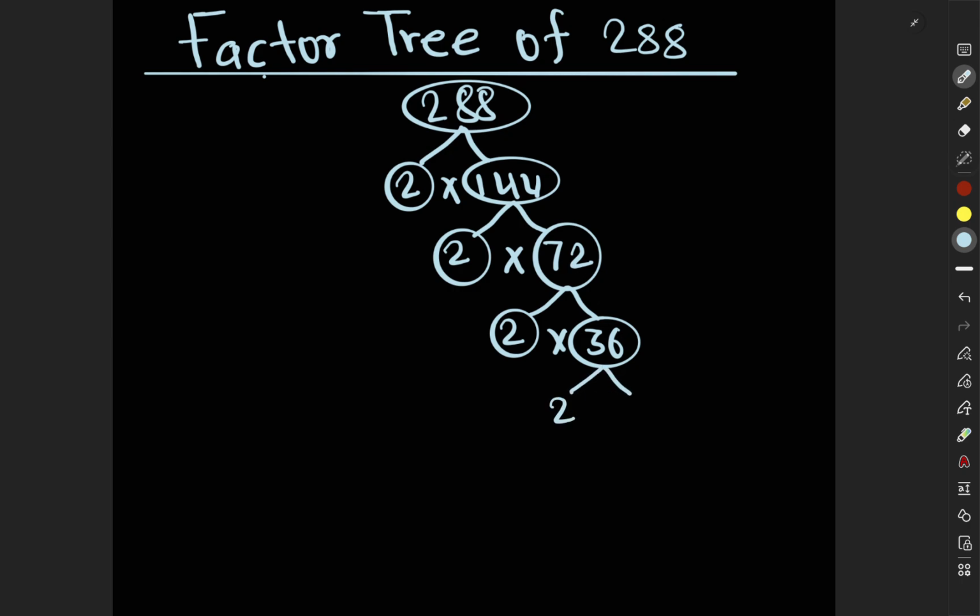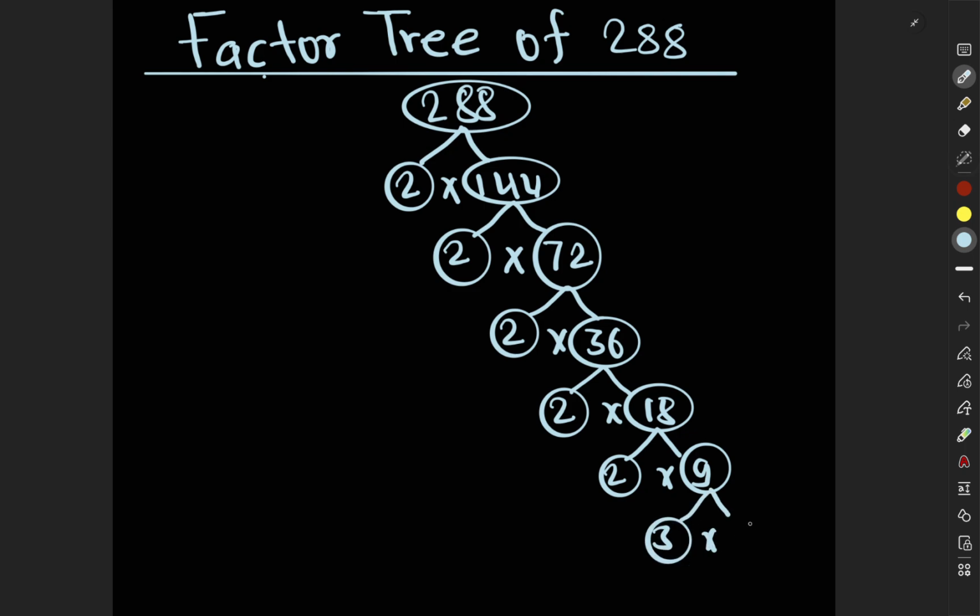36 can be written as 2 times 18. 2 times 18 means 36. 18 can be written as 2 times 9. 2 times 9 means 18. So 9 can be written as 3 times 3. 3 times 3 means 9.